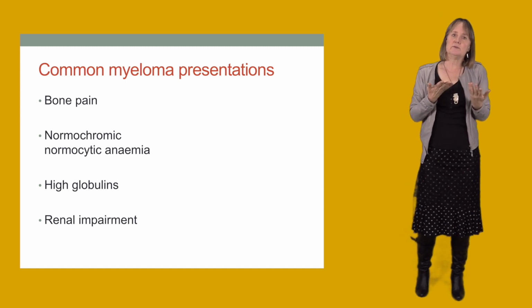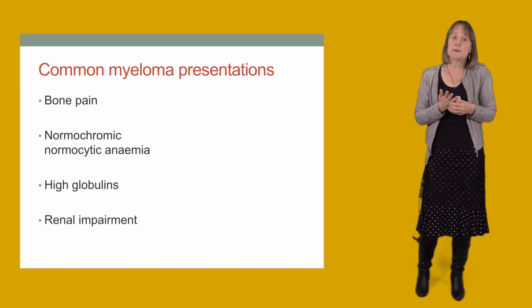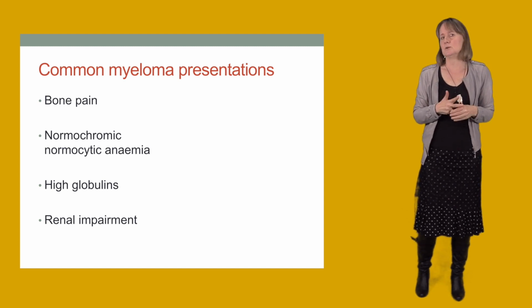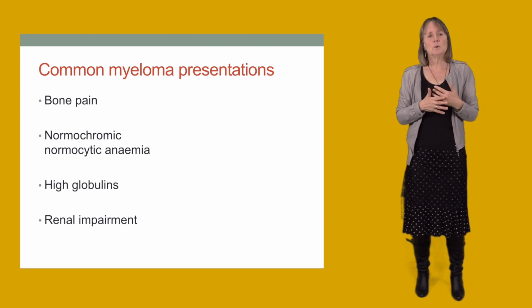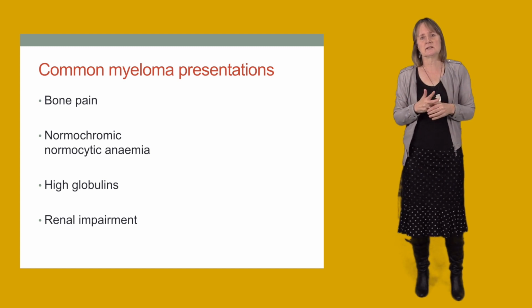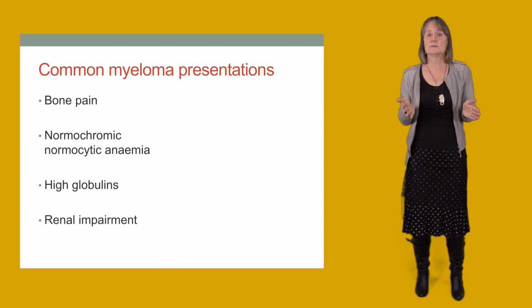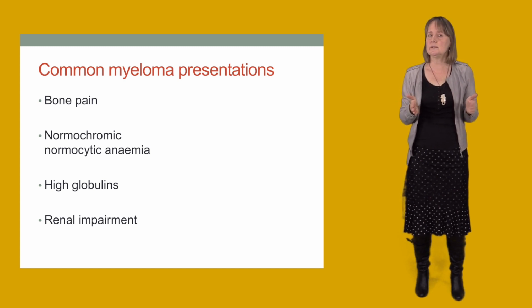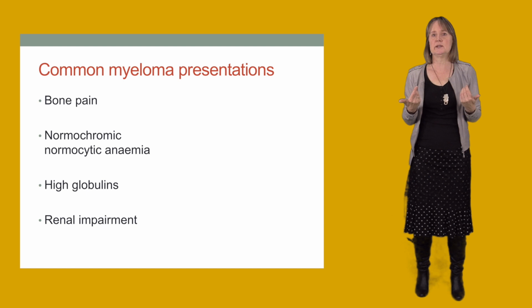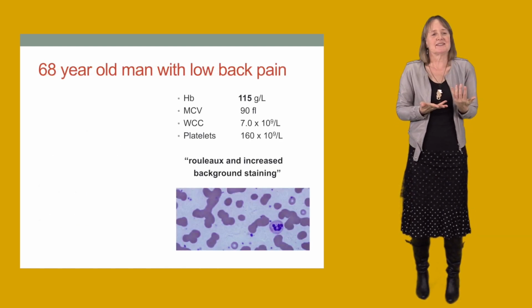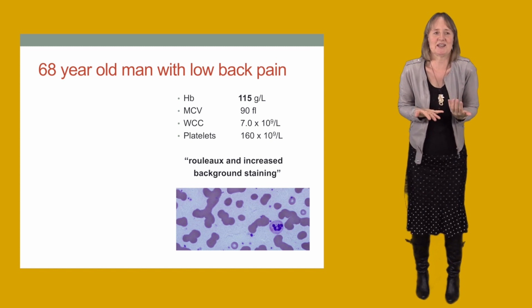And finally, the other real common presentation is with renal impairment. And again, renal impairment is something that's often seen in an older population. So all these common presentations are things that can and often are overlooked for quite some time before somebody thinks, could this be myeloma? So just as an illustration, this is an illustrative case.